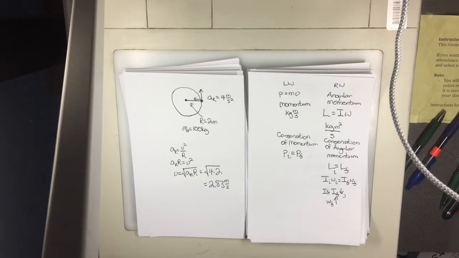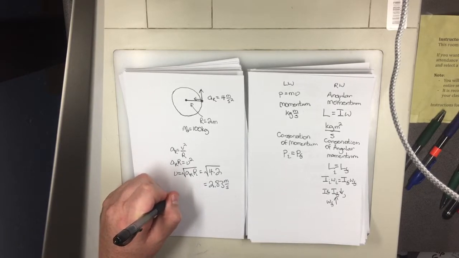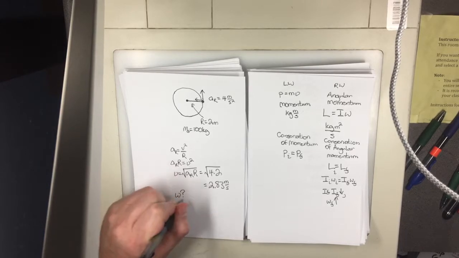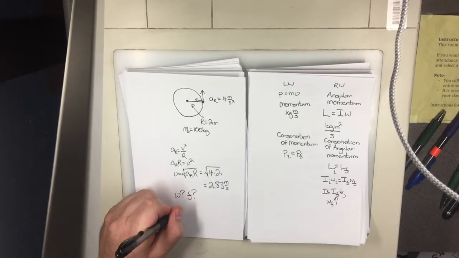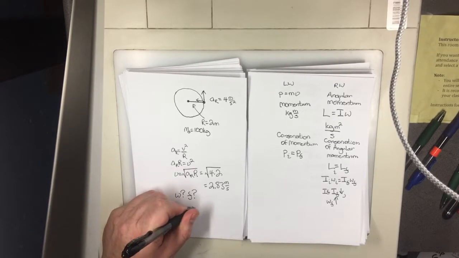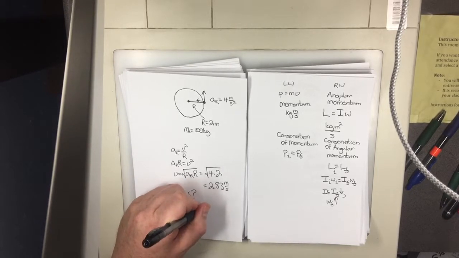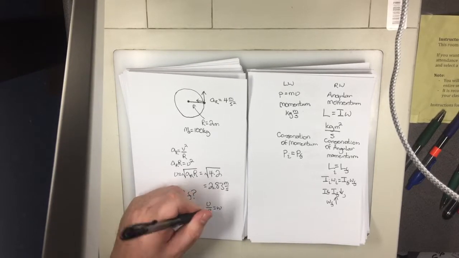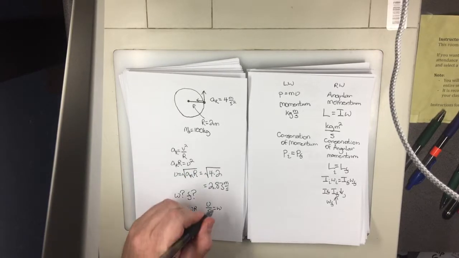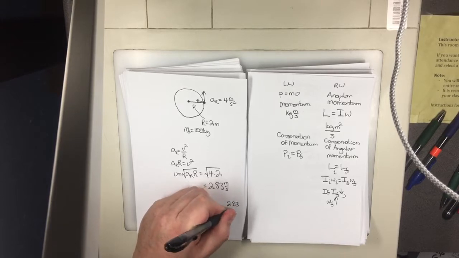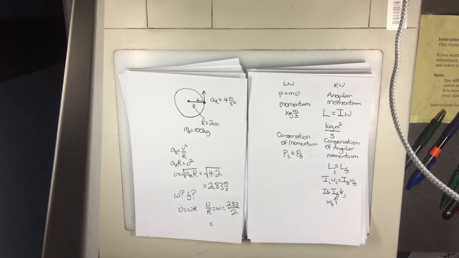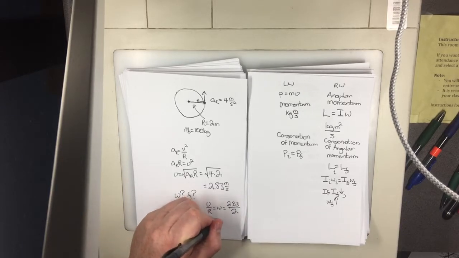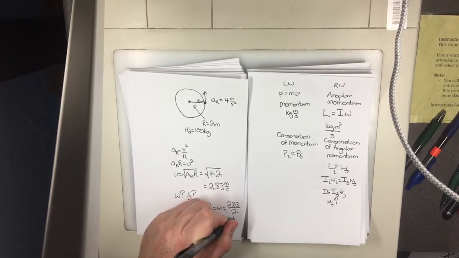Now the next question would be, well, what is the omega? And what is the frequency of this disk? Well, V is equal to omega R. So V over R is equal to omega. So this means that we have 2.83 divided by 2. So my omega, and I'm keeping the numbers in the calculator so I can get accurate answers, is 1.41 radians per second.